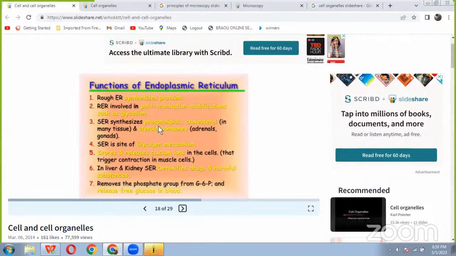These are very important. Smooth endoplasmic reticulum is the site of glycogen metabolism.